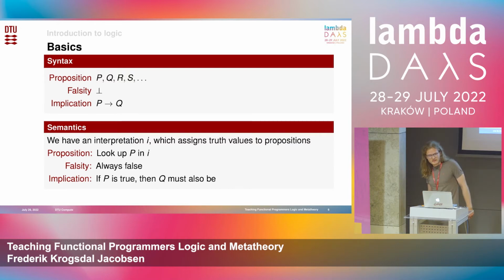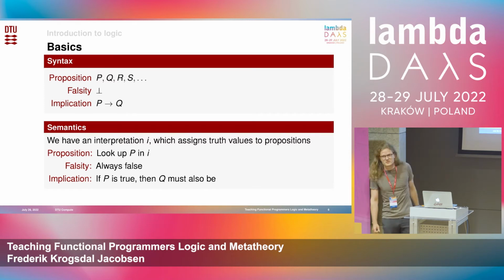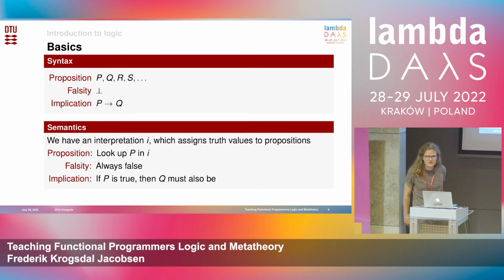So here's some logic. We have some syntax and some semantics. So this is the easiest thing I could think of. We have propositions. They are either true or false. Then we have falsity. It is a proposition that is just always false. And we have implication. So implication means if the proposition P is true, then Q also has to be true, and then the entire thing is true.